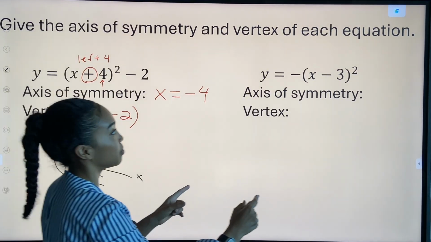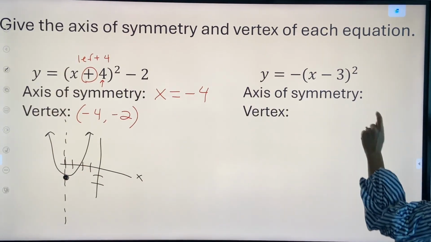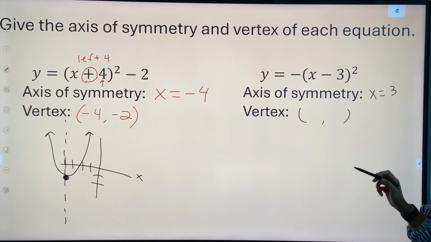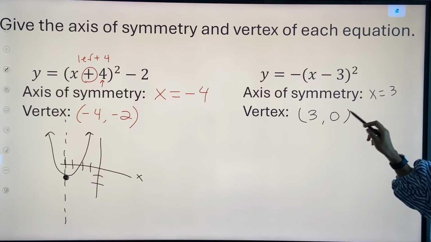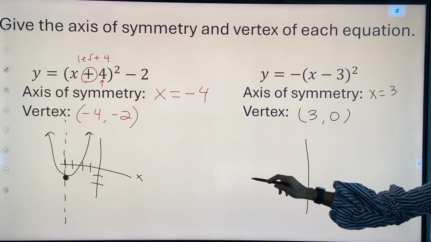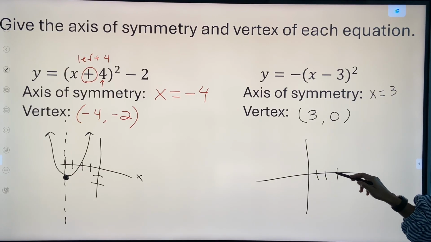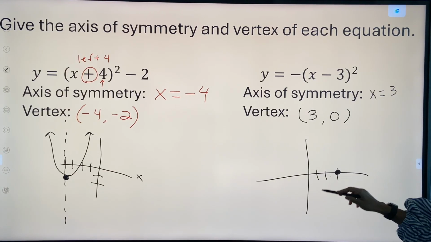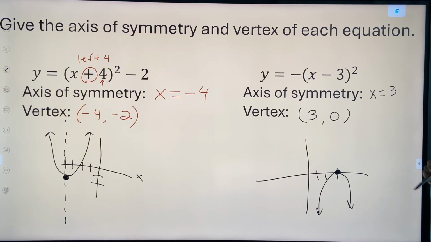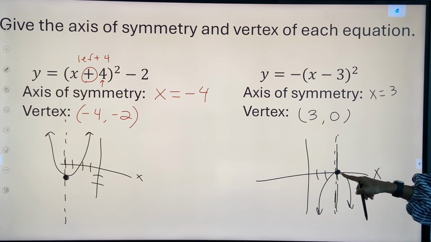Let's try this one. What is your axis of symmetry? X equals 3. Perfect. And what's your vertex? 3, 0. Good. It's 0 because it didn't move up or down. So if you were to graph this, it's right here, your vertex, and it's facing down because there's a negative in the front. And of course, this is your axis of symmetry, which is at the x value 3.